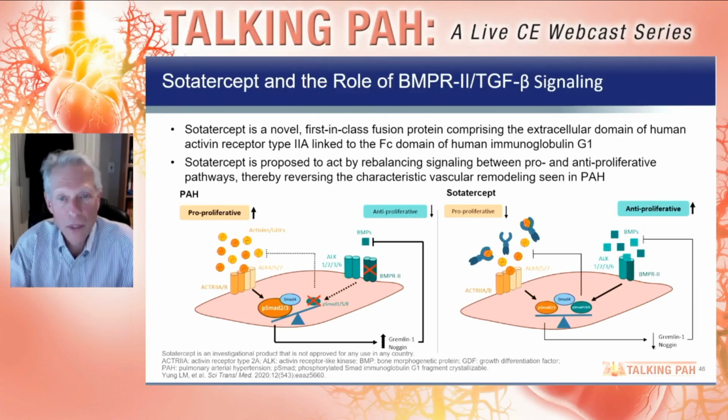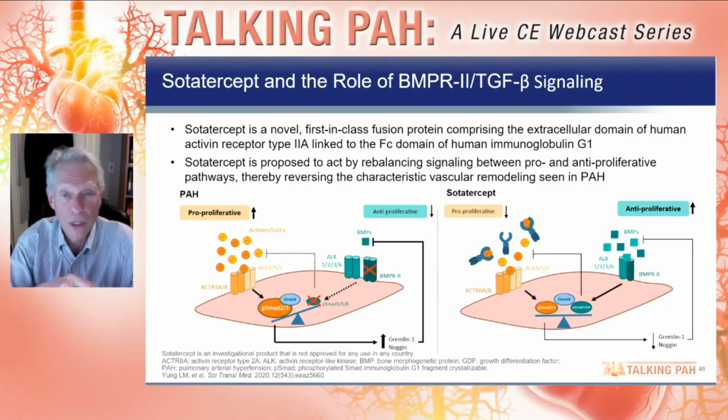Sotatercept is a novel first-in-class fusion protein. So it's linked to an Fc portion of an IgG molecule, and it's an engineered trap, if you will, that grabs all of these excess activins and growth differentiating factors, and by grabbing them and taking them out of the circulation, it serves as a way of rebalancing the pro-proliferative or activin receptor type 2-mediated pathway versus the anti-proliferative pathway of the BMPR2 signaling.